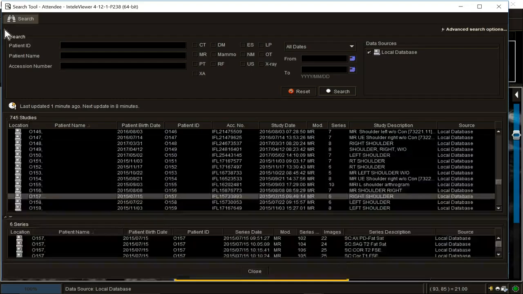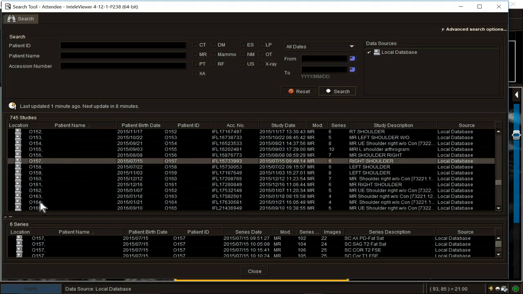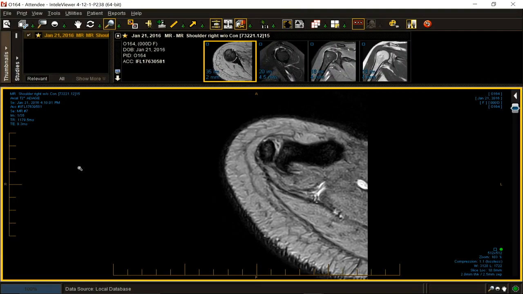164, 164. This is a 47-year-old female with pain for a month. She fell out of a chair and now complains of decreased range of motion.